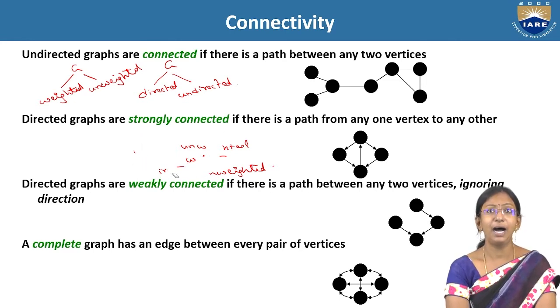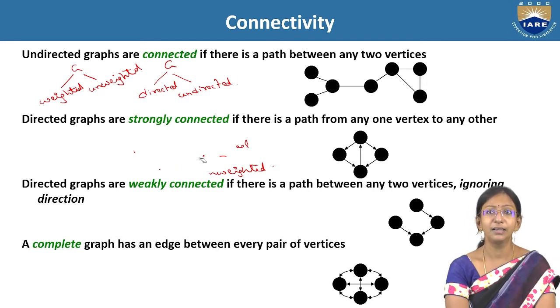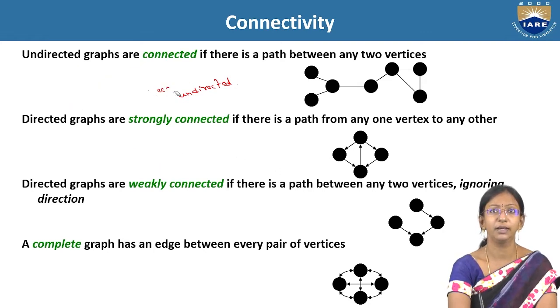Let's start with undirected graphs. They are called connected if there is a path between any two vertices. For example, have a look at the graph which is given. One sec, let me clear the screen first.